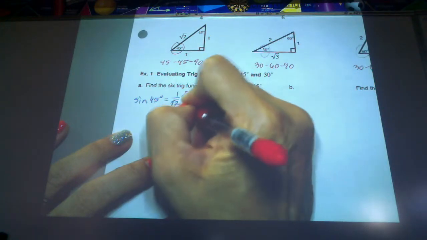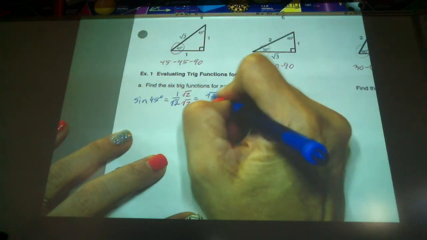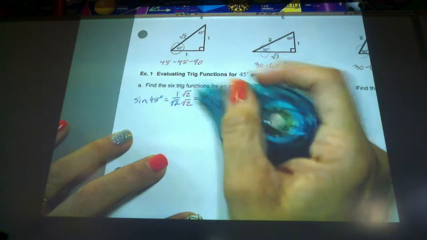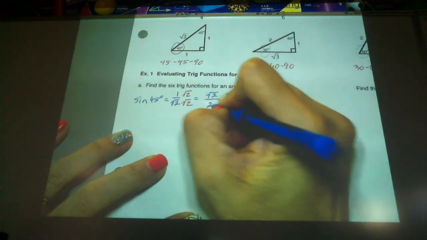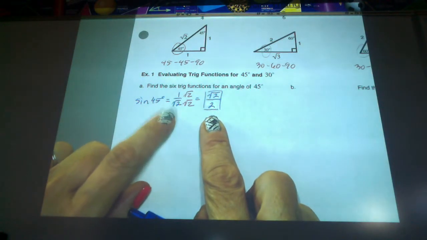If we rationalize this, the proper answer, in my opinion, and what you'll see in your unit circle when we get there, would be rad 2 over 2. That's the actual proper answer, but I will accept this grudgingly as an answer.